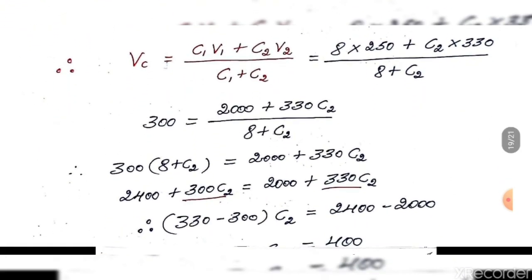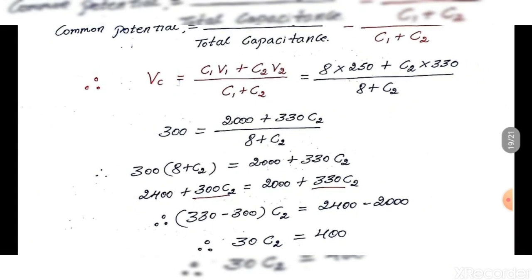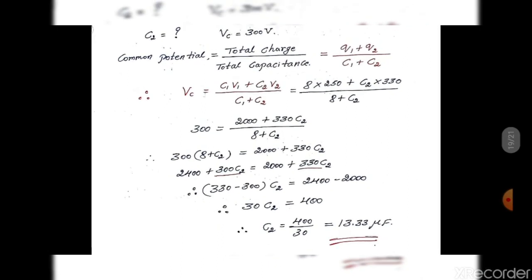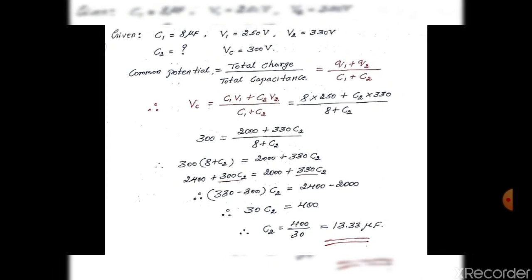Now you cross multiply it, it will come as 300 into 8 plus C2 is equal to 2000 plus 330 C2. Now you multiply and take the C2 terms to one side. I am taking this 330 C2 to the left hand side and this 2400 to the right hand side. After solving we will get the C2 value. So this is the C2 value, 13.33 microfarad. So this problem we are solving through the common potential formula.